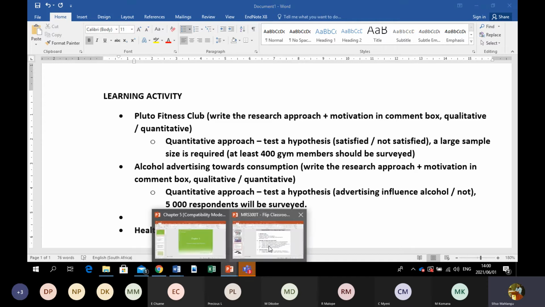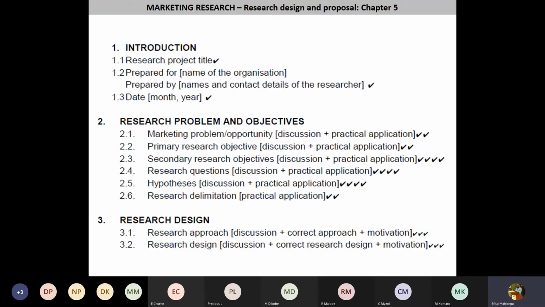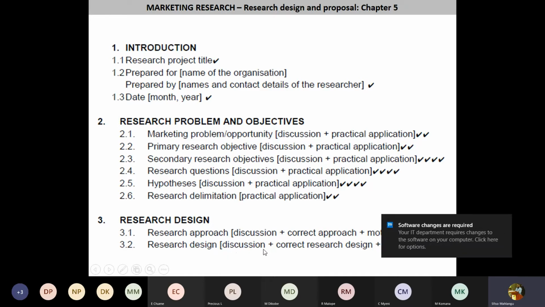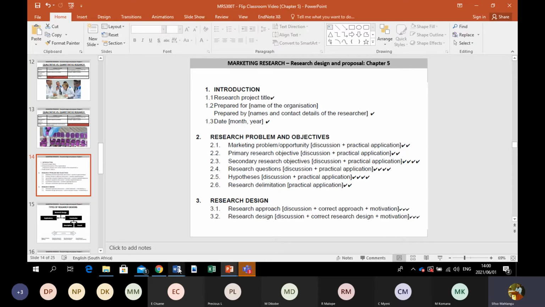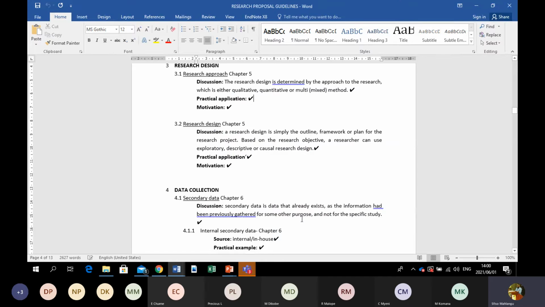So let's move on to the second part. And this is a research design. So once again, research design, you do it the same way as research approach. You first indicate the definition or the discussion of what is the meaning of the word research design. And then you choose the correct one. We've got 3 designs that you can choose from, and then you motivate your answer. So let's start with the discussion first. Once again, if you use this document with the guidelines, you already have your discussion there.